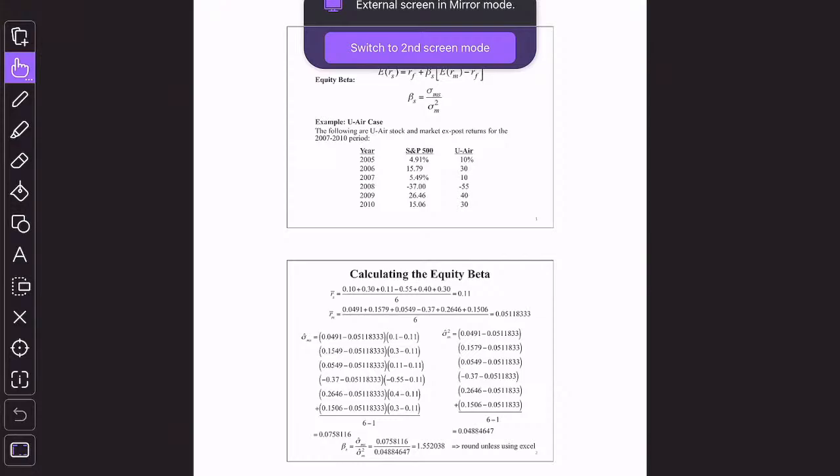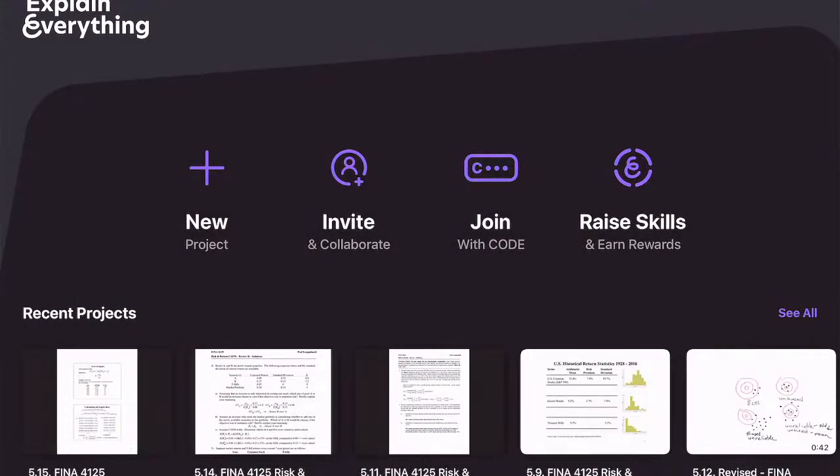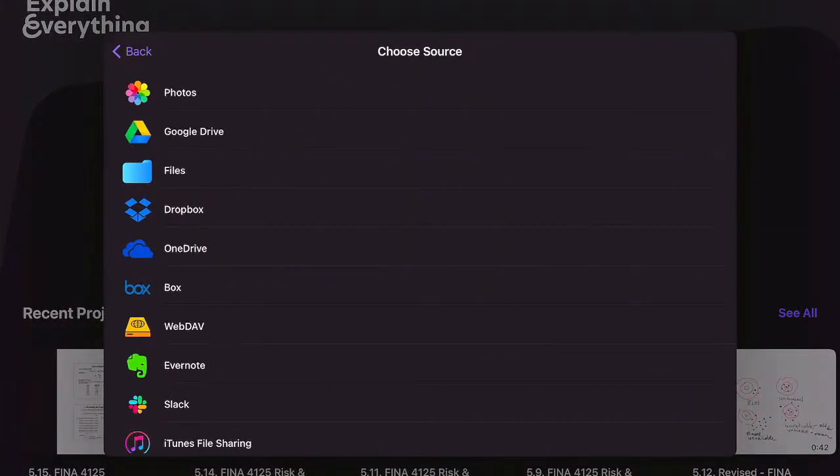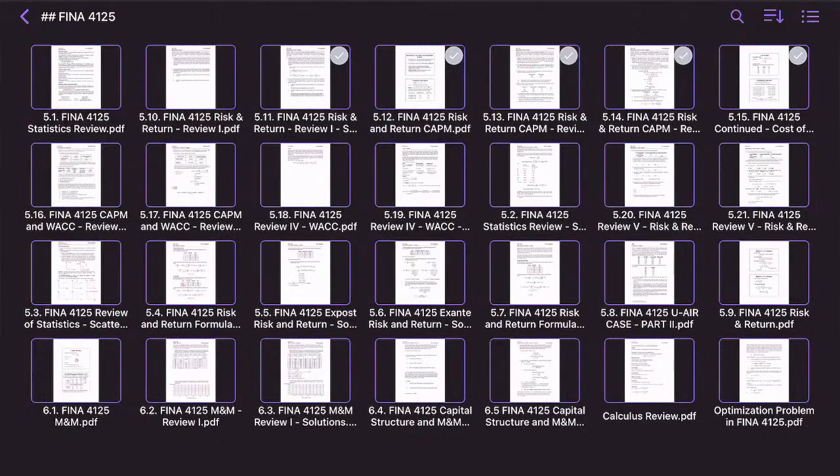Okay, these are the two. I prefer to have the single slides. I don't have that option here.